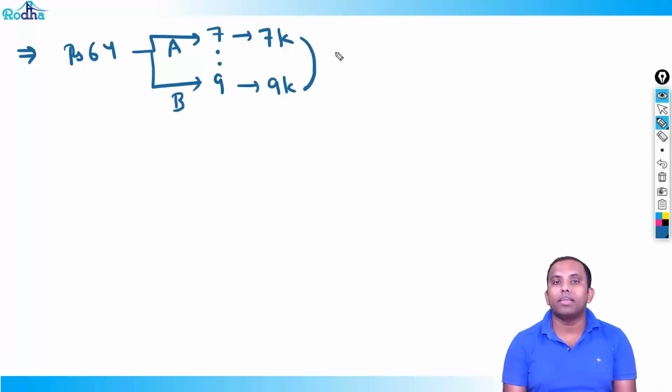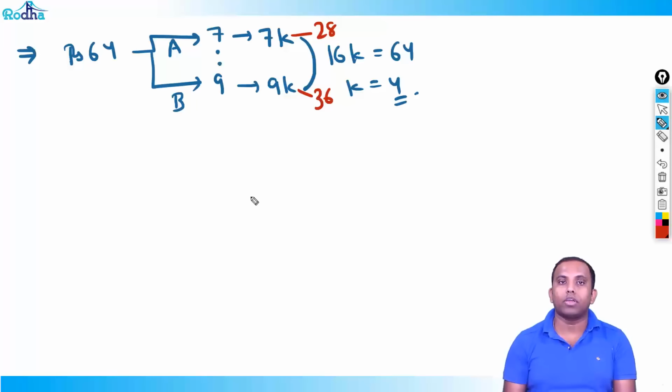So 7k plus 9k, total 16k, is equal to 64. So k is equal to 4, right? So A gets 7 into 4, 28, and B gets 9 into 4, 36. This is the funda behind it. This k and k should always be the same. The ratio increases with the same multiple, right?